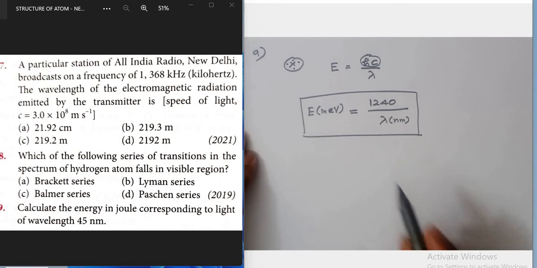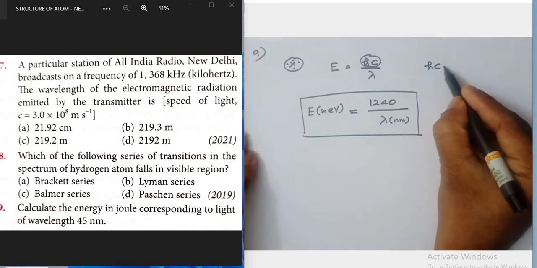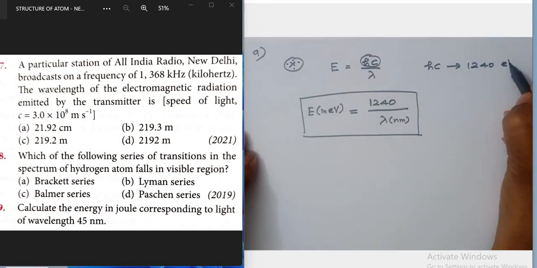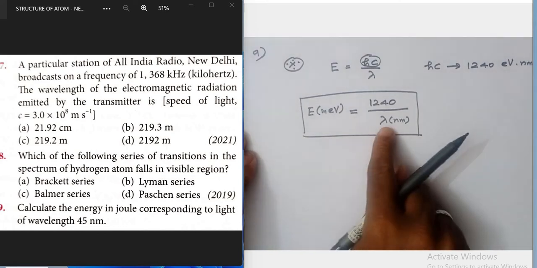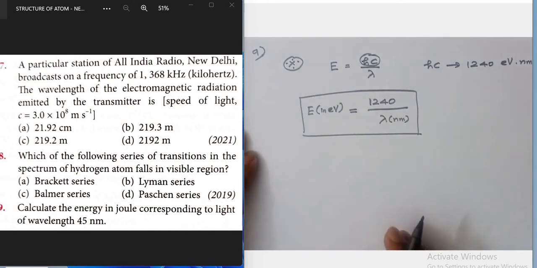1240 is nothing but the value of hc. The value of hc is 1240 electron volt nanometer. So the denominator's nanometer also cancels. Remember, this is a shortcut formula.